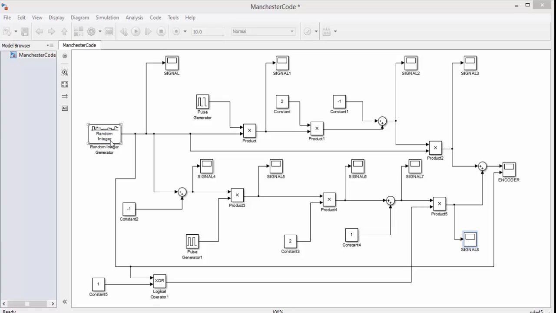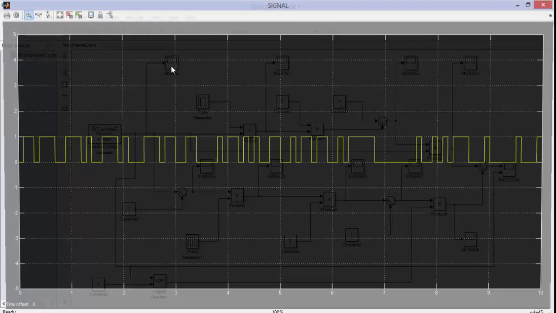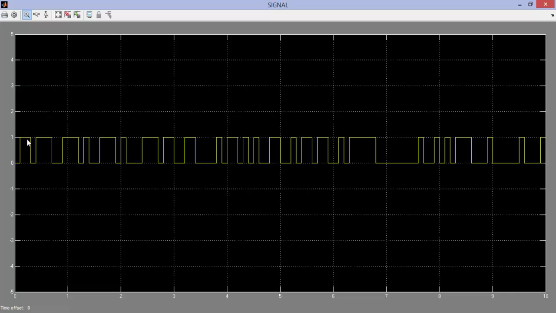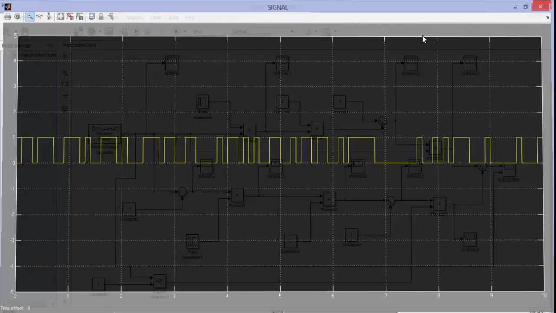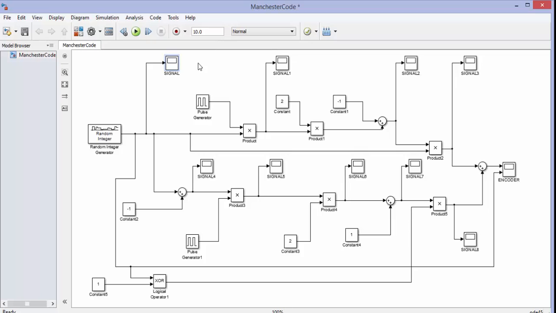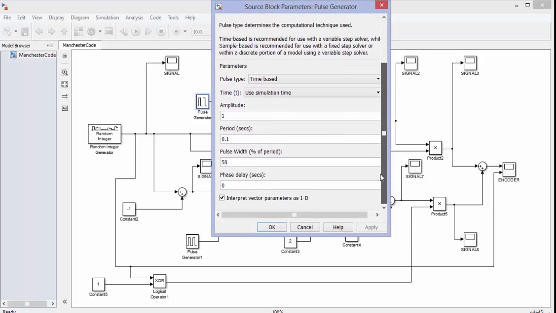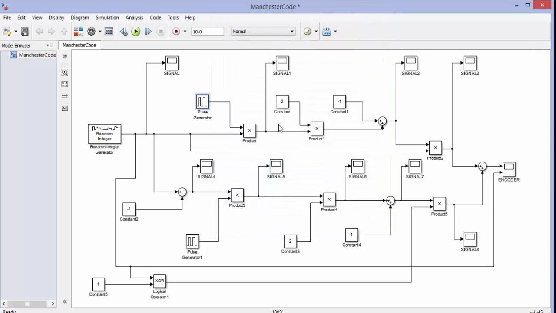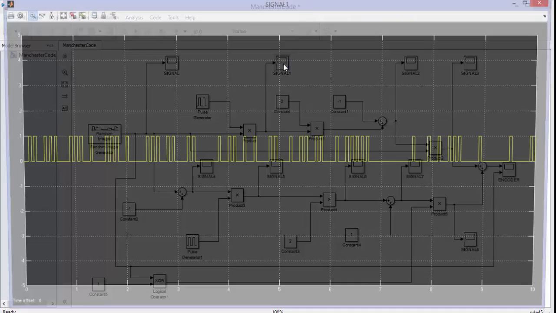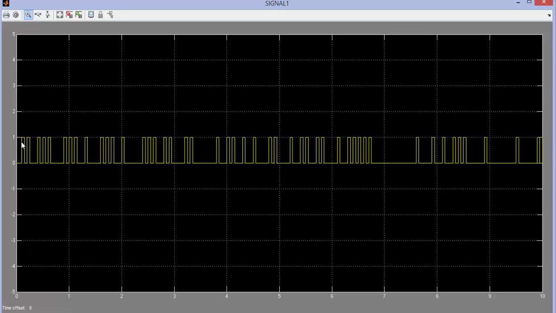First of all, we have a random integer generator. That's it: 0, 1, 1, 0, etc. First of all, these blocks work on 1, to have 1 as a half width between 1 and minus 1. We multiply it by a pulse generator with a pulse width of 15% of the period, and we have this signal, half period 1, 0, 1, 0.